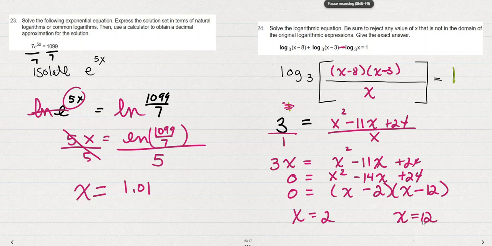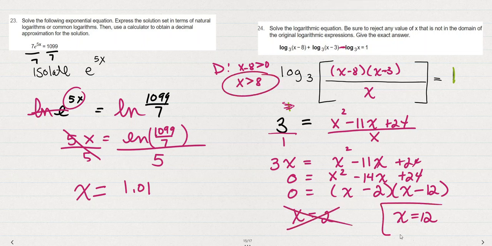Now don't be too quick to accept those answers, because looking at the domain, notice that the domain is only going to accept x's that are greater than 8. This x minus 8 has to be greater than 0. So x has to be greater than 8. So I'm going to have to throw out that 2, because if I put a 2 in for x, I'm going to get a negative value for the argument.